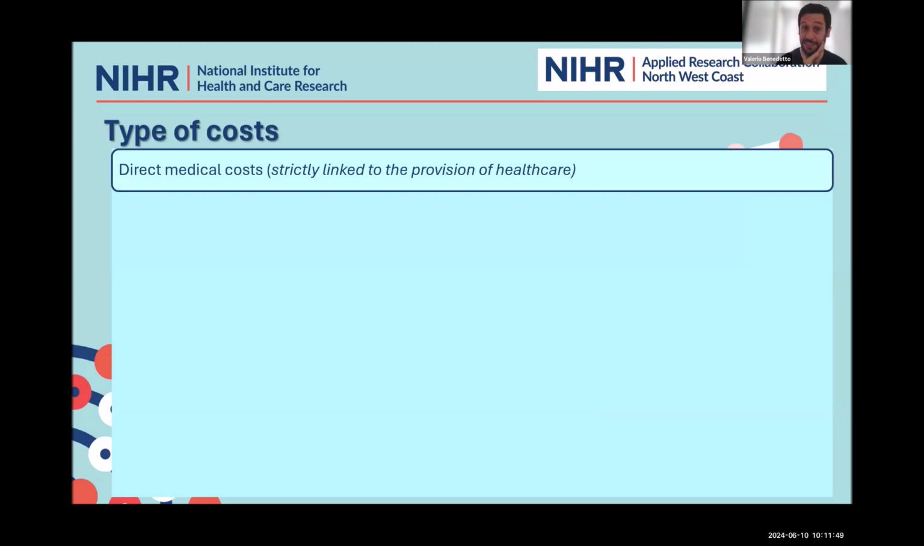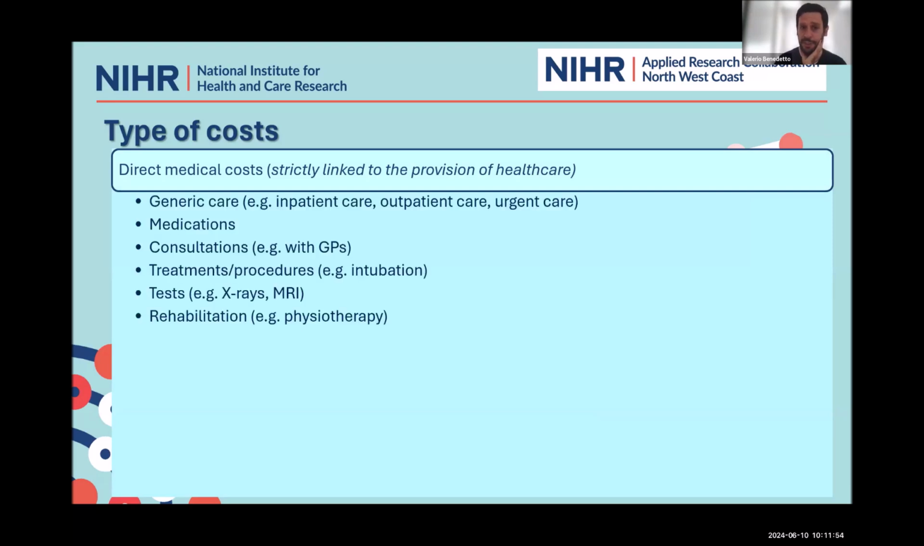Direct medical costs are strictly linked to the provision of healthcare. So here you've got a few examples. This is not an exhaustive list. It's just to give you a sense of what we mean with direct medical costs. So things like generic care, for example, inpatient care, outpatient care, urgent care, but also things which are probably more detailed, like medication costs, consultation costs with different health or social care professionals, treatment procedures, tests, rehabilitation. So everything that might be strictly linked to the provision of healthcare.